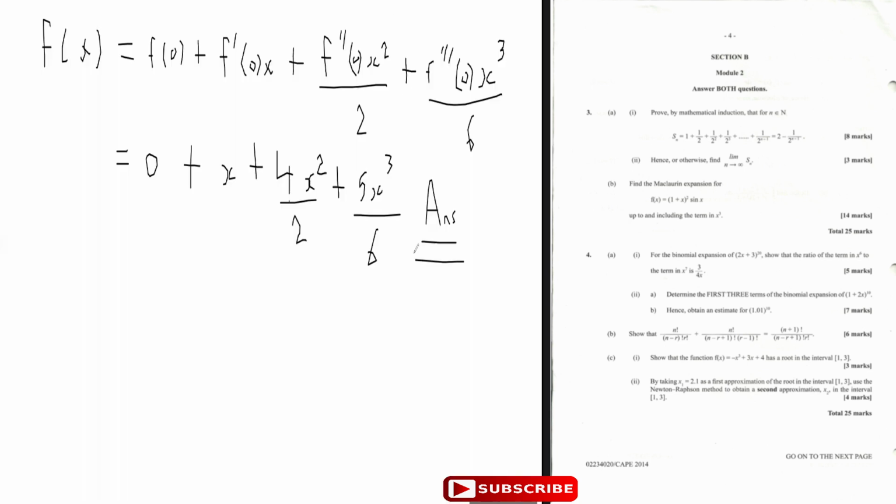All right, now question 4. Let's go to question 4. So question 4, it is saying, for the binomial expansion, show that the ratio of the x to the 6th term and the x to the 7th term is 3 over 4x. So first and foremost, you have this. You have 2x plus 3 to the 20th power.